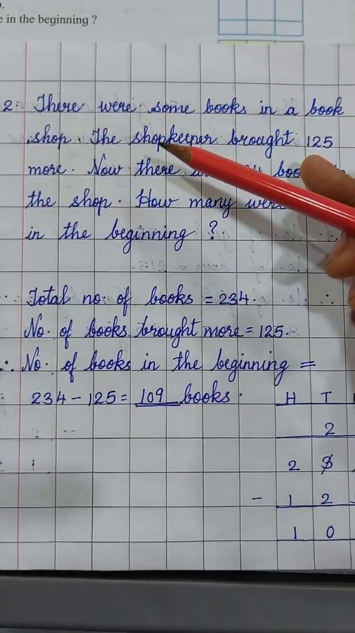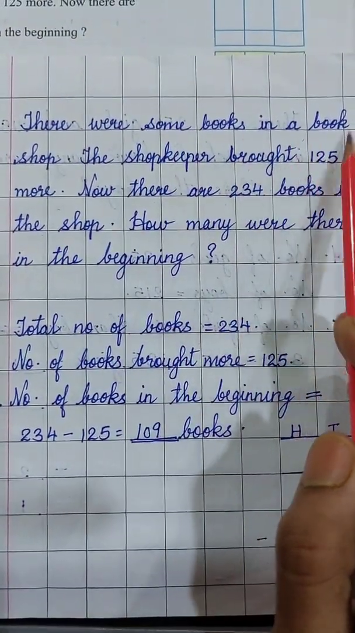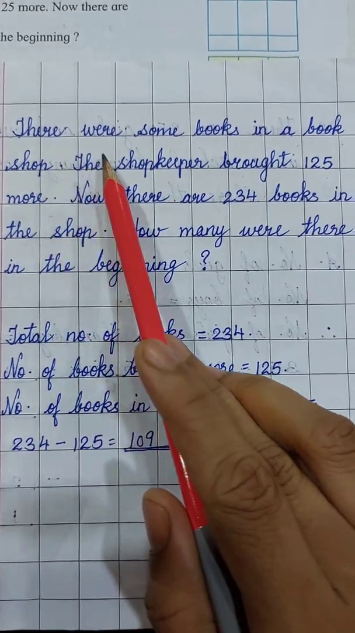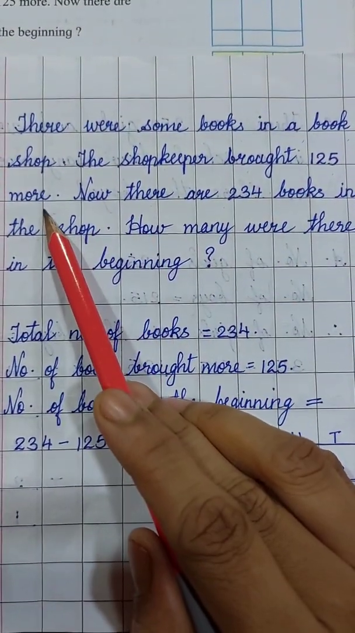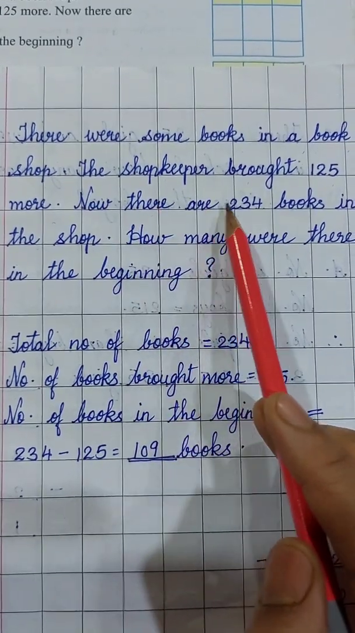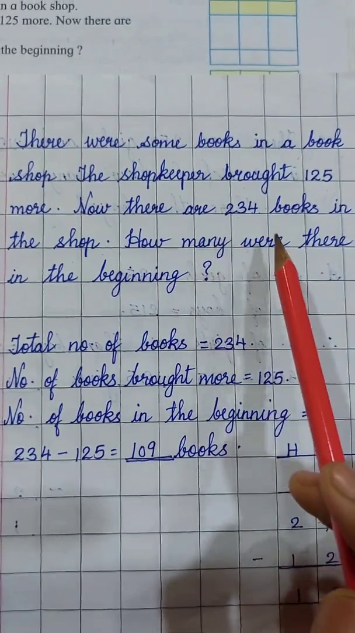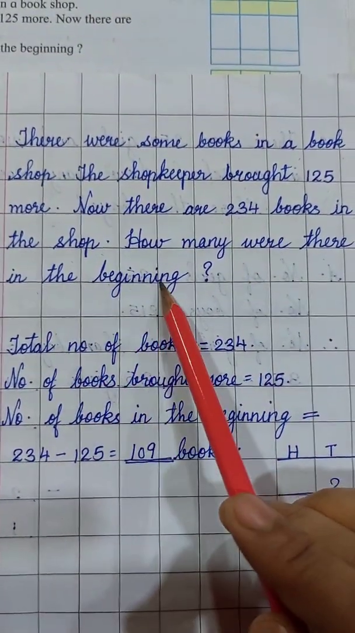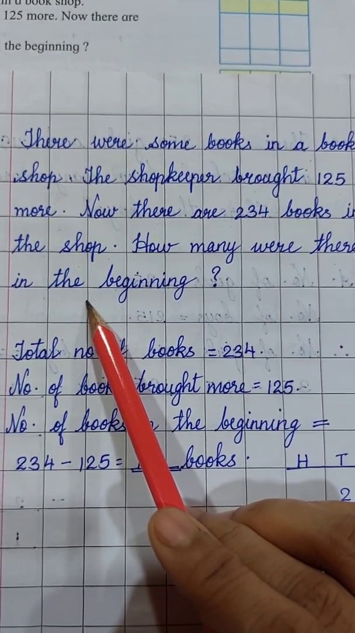Now let us see the second sum. Second example. There were some books in a bookshop. The shopkeeper bought 125 more. Now there are 234 books in the shop. How many were there in the beginning? So this is a subtraction sum.